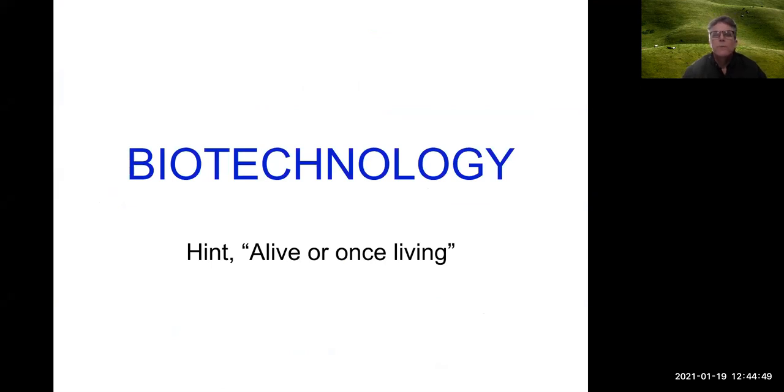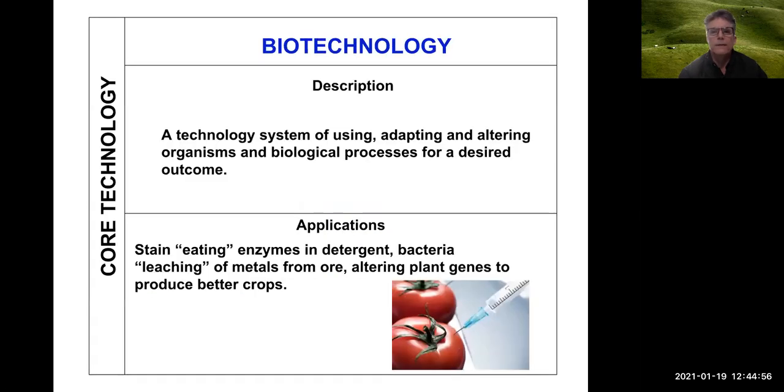Okay. So I'm just going to go through the ones that we have already done in our haunted house. Biotechnology, alive or once living. Biotechnology is a technology system of using, adapting, and altering organisms, living organisms, and biological processes for a desired outcome. Examples are stain-eating enzymes in detergent, bacterial leaching of metals from ores, altering plant genes to produce better crops using CRISPR or some other technology.